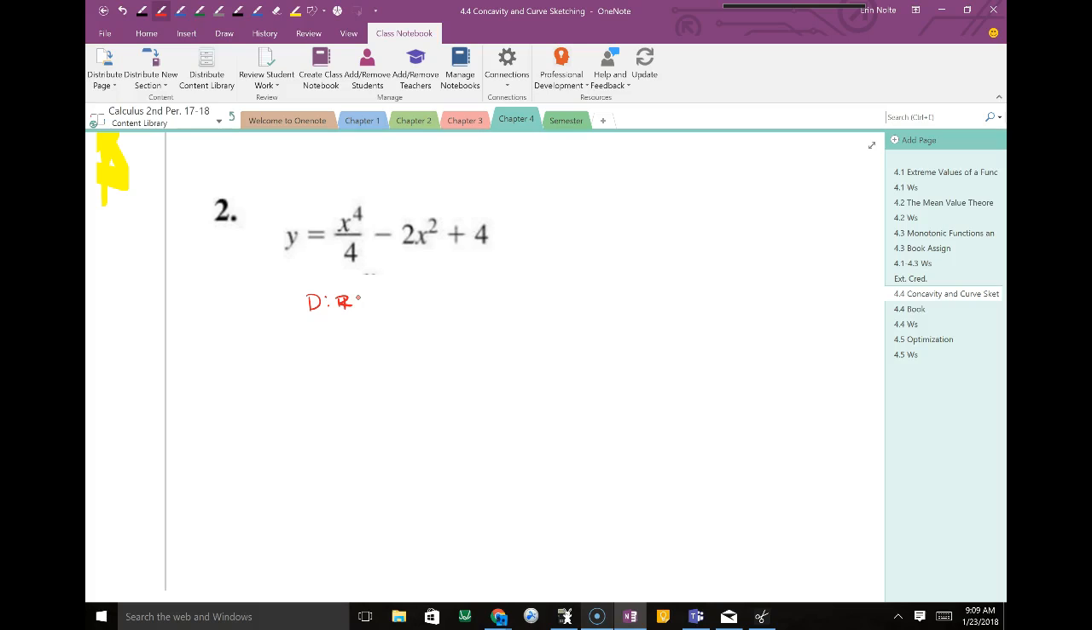Would it be easy to find our y-intercept? How do you find a y-intercept? When the x's are 0. So if I plug 0 into the x's, is it easy to find? That's pretty easy, right? So we have a y-intercept of 4.